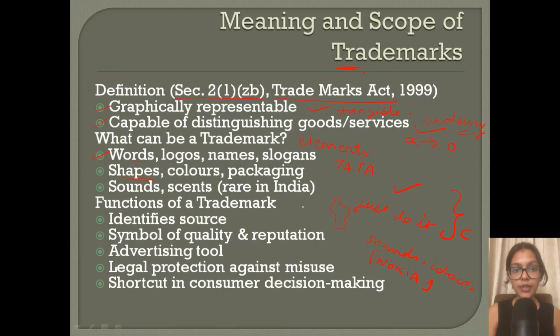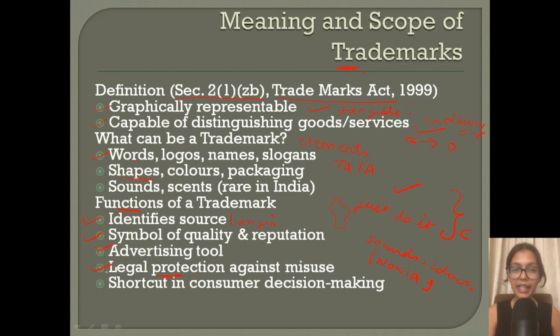Now after this, when we talk about the functions that a certain trademark holds, the first one is that it can act as an indicator of a product's origin. It acts as a symbol of quality. It acts as a medium of advertising, and most importantly as a legal shield.